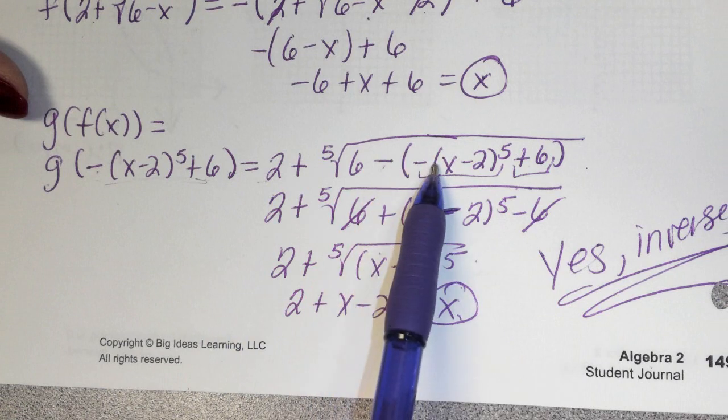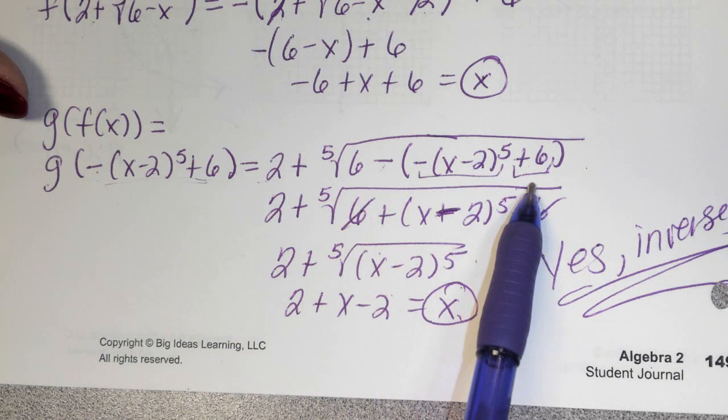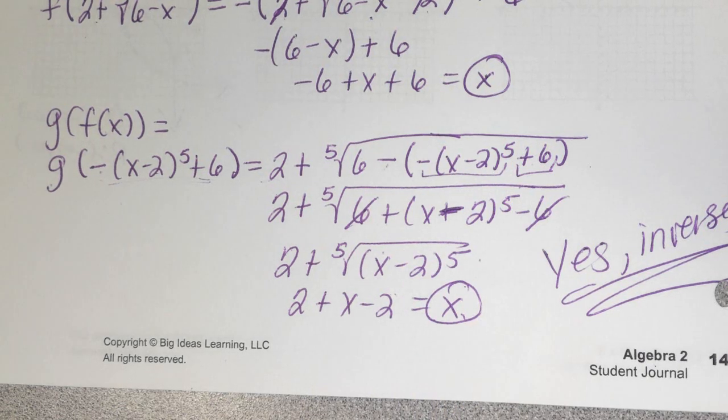Here, common mistake, people get a plus there, but this is times a negative times a positive. That has to become subtraction. All right, guys, that's it. That's the last set of notes for chapter 5.